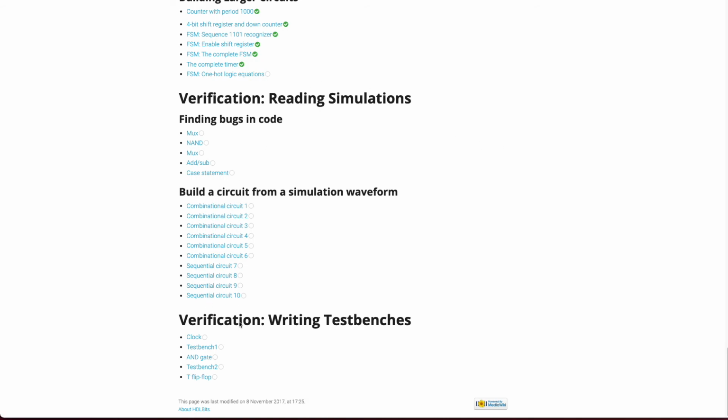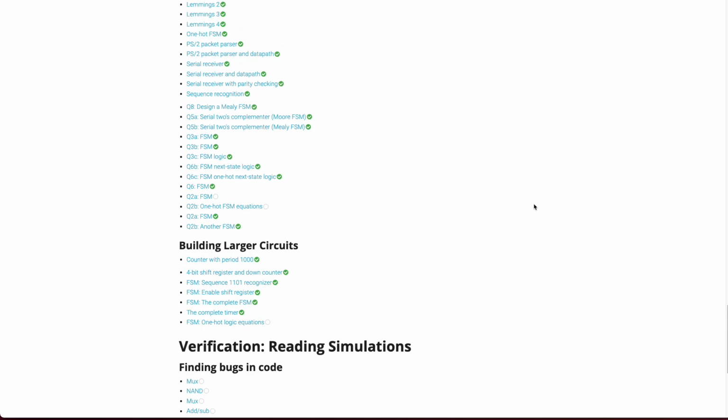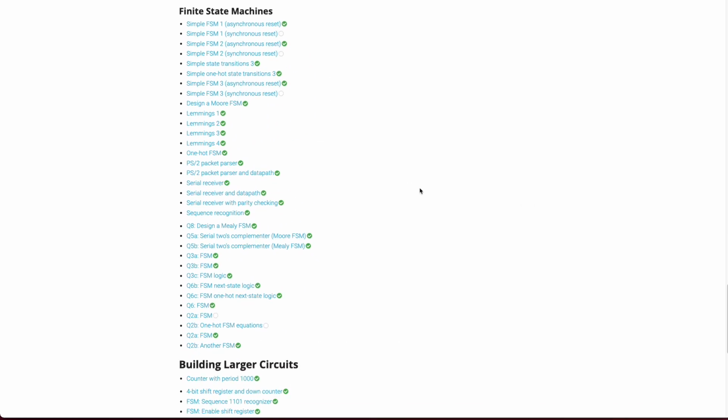The next sessions of hardware I'll probably just finish these off. Probably not these because I don't think they'll ask these, and probably not test benches because I'm not trying to be a verification engineer. All right, that's it for this one.